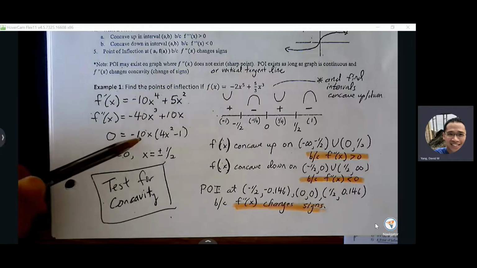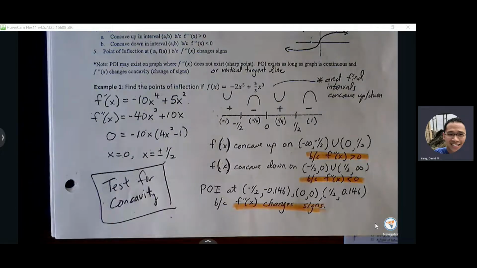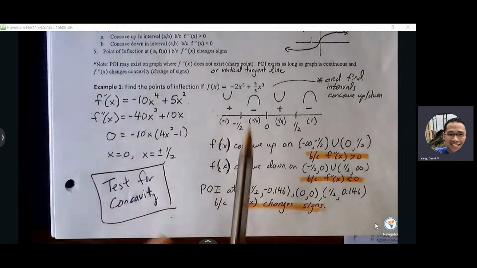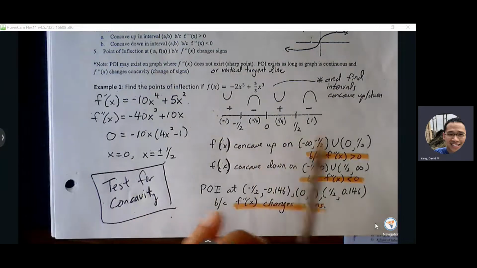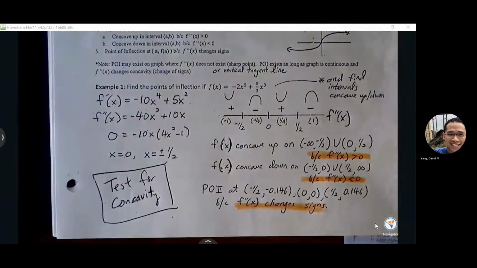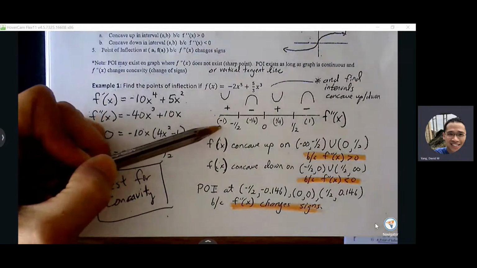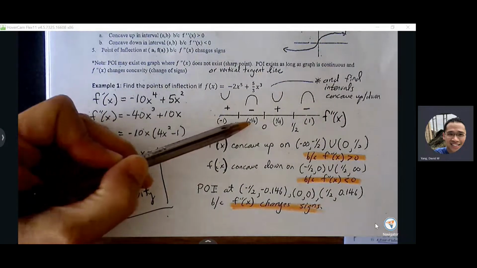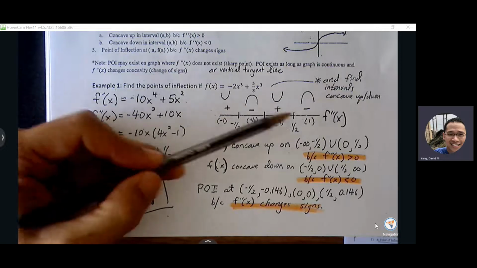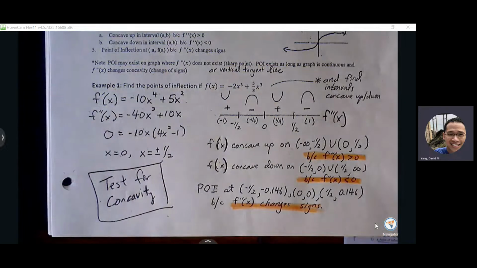So we factored out a negative 10x. We solved for x, we got 0 and plus or minus 1/2. And then we went ahead and placed them all onto the second derivative sign line. Once we have our initial critical points all filled out, now we want to test the intervals. So we choose values in each subinterval. I chose -1, -1/4, +1/4, and 1. And they all get inserted into the factored form of your second derivative function.